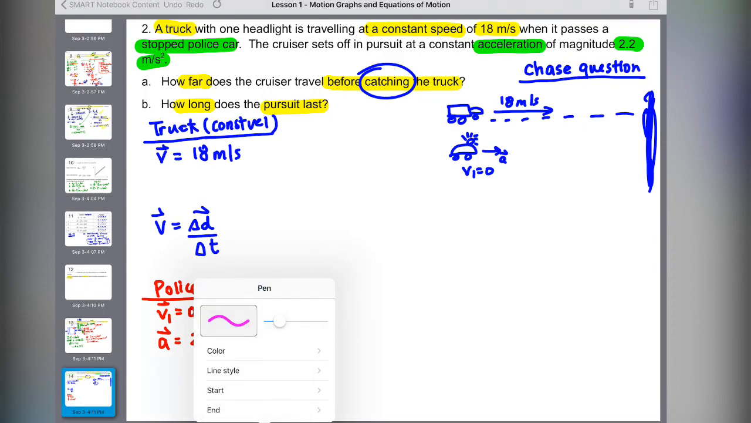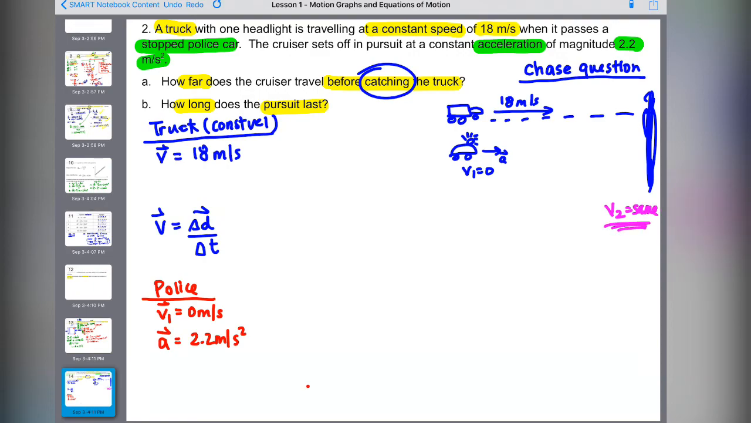What variable has to be the same? Usually, this is when I say, hey, raise your hand, answer the question. A lot of people tell me that when they're caught up, their final speed has to be the same. Is that true? Think about it. The truck has been traveling at 18 and is maintaining a speed of 18. So if you say their V2 has to be the same, you're saying that this police car wasn't moving, eventually speeds up to 18 meters per second, and that's when it's going to be caught up with this truck that has been traveling at 18 meters per second the whole time. Do you see what I'm getting at?